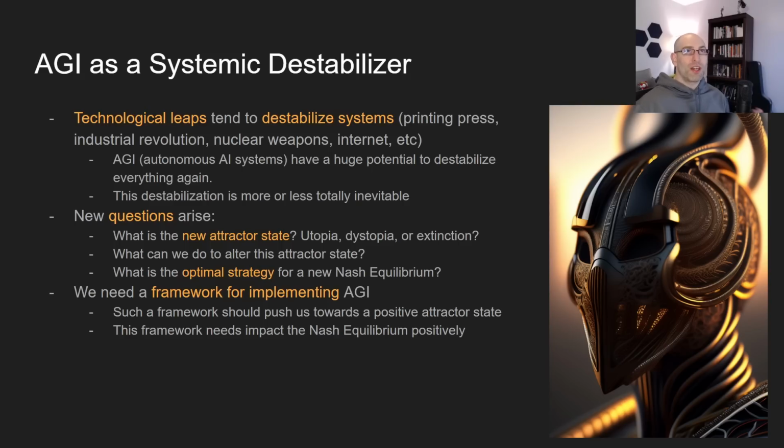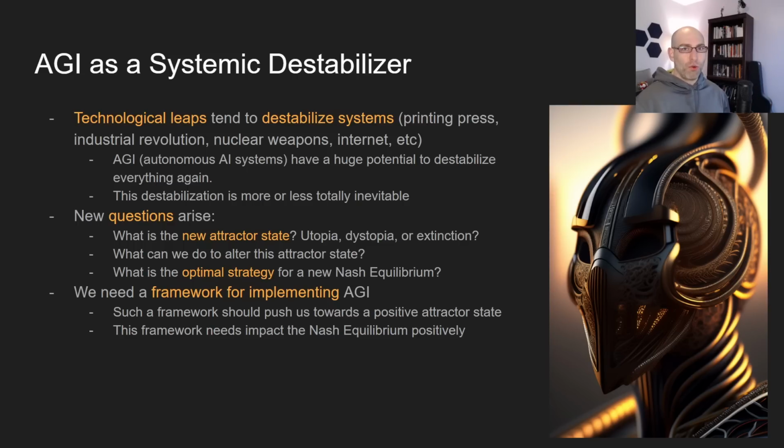And as far as I can tell, there's basically three states. There's utopia, dystopia, and extinction. There's probably a lot of gray area in between, and there might be a fourth kind of state that we're heading towards. But in terms of useful shorthand, utopia, dystopia, and extinction. So the follow-up question is, what can we do to alter that attractor state? Is there anything that we can do structurally or systematically to favor one of those outcomes over another?